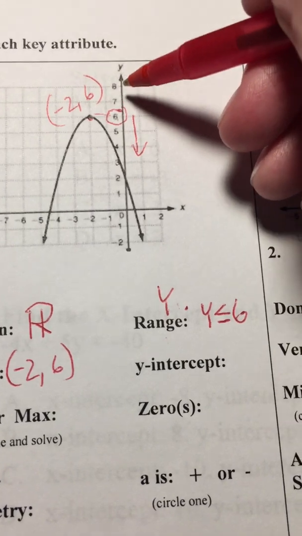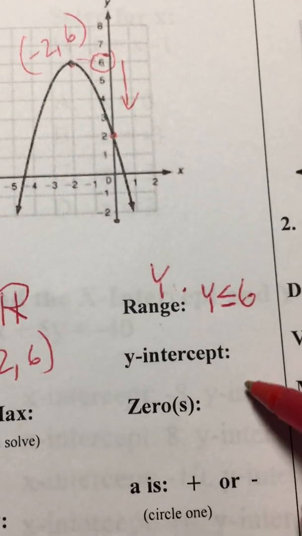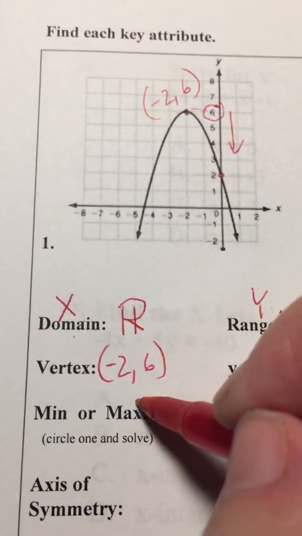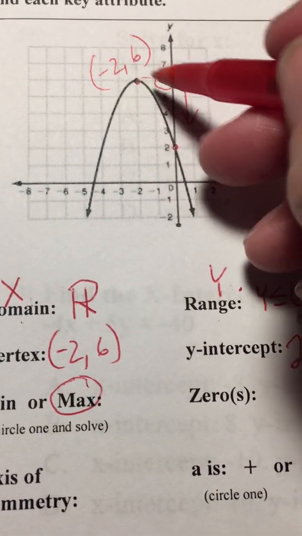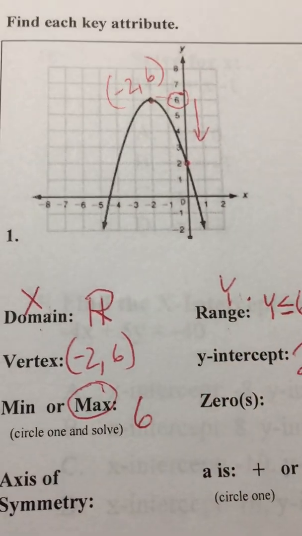Y-intercept, go find the y-axis, come down till you find right there where it's crossing at 2. So 2 is my y-intercept. Is it a max or min? This is a high point, so it's a max. And then they want you to actually find it. And that high number is a y number. The y number in the vertex is a positive 6. We never go above 6 on the y-axis.